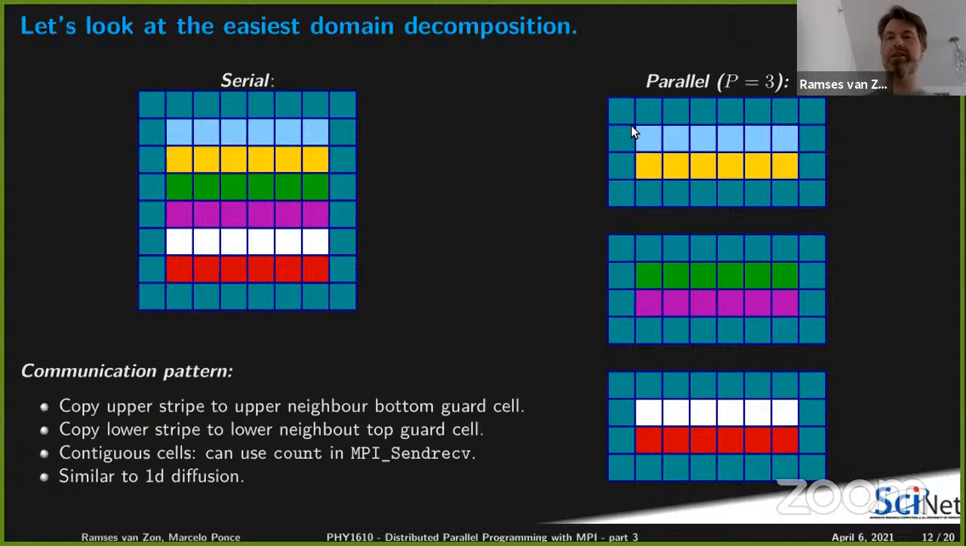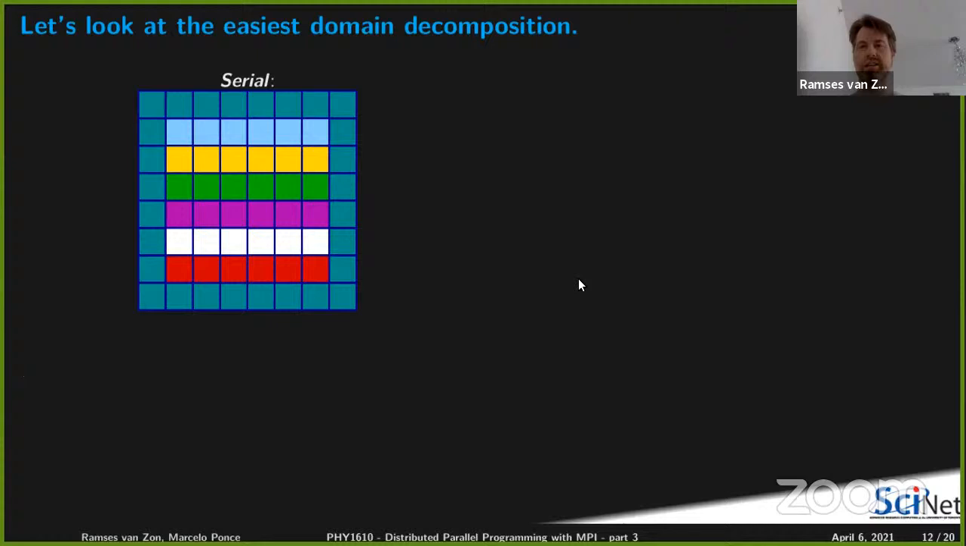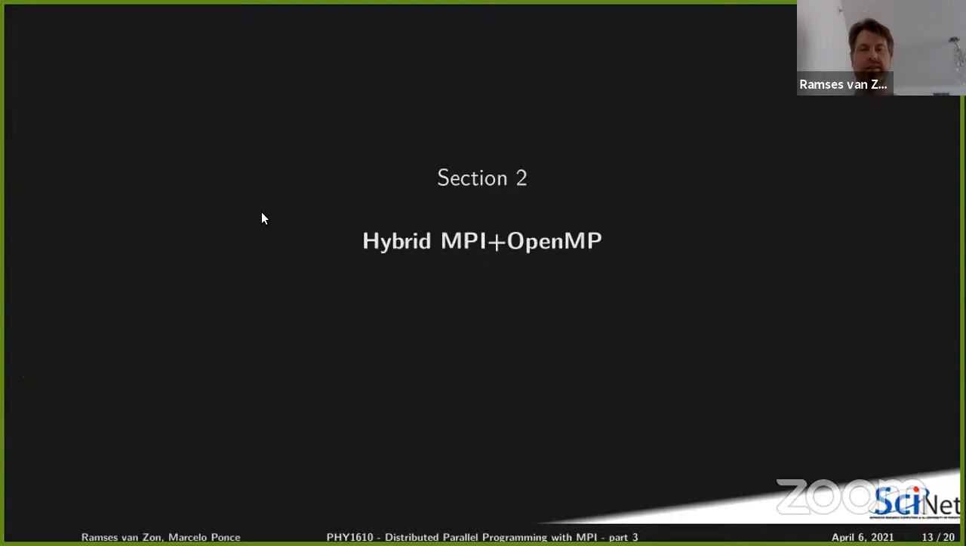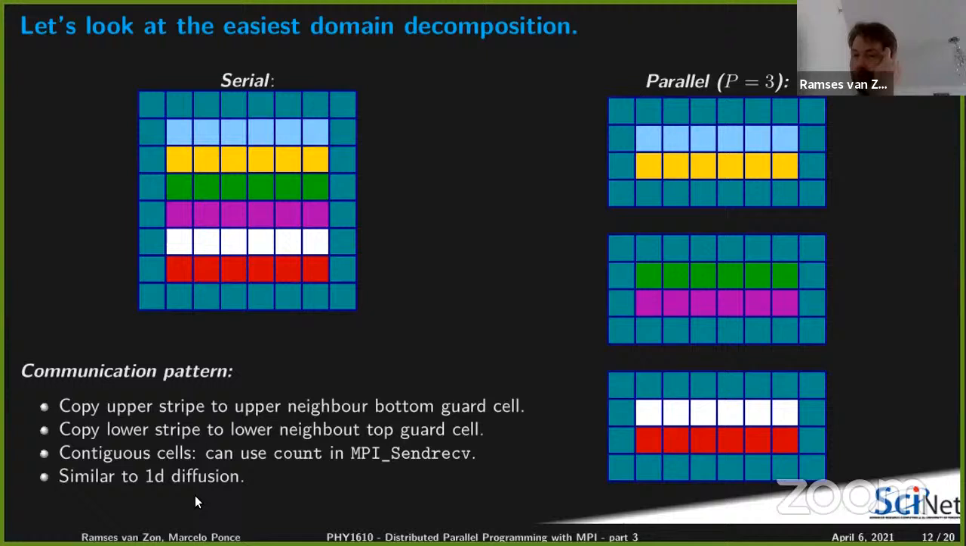But here, if we needed to send things in this sort of arrangement, and I have to send these two cells over, they're not contiguous in memory. So now you need to do something else. There are ways to create a data type that is not contiguous in MPI and send that, and that's probably what you would do in this case.